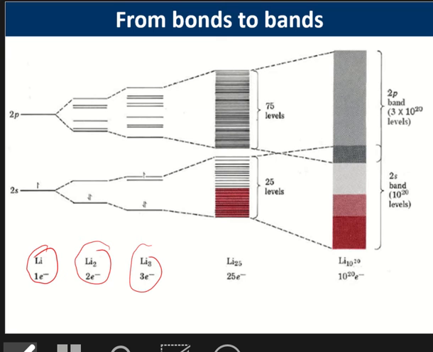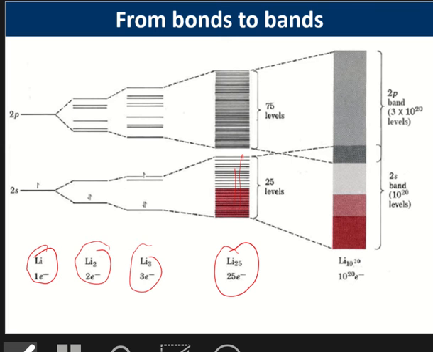So we saw that gradually, as the number of combining atoms increases, the number of combining atomic orbitals increases, and so you have an equal number of molecular orbitals being formed. And then look at the spacing between subsequent energy levels. Gradually, that also goes on decreasing. And finally, when you have 25 atoms, you can see there is a very small gap appearing.